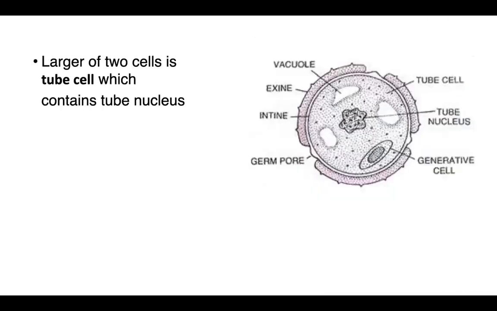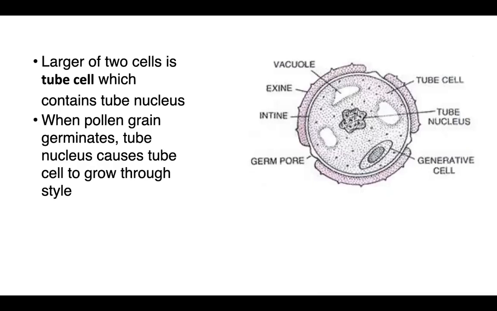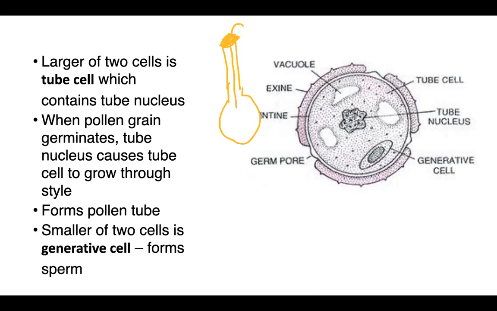The larger of these 2 cells is called the tube cell, which contains the tube nucleus. When the pollen grain germinates, the tube nucleus causes the tube cell to grow through the style. Remember, we've got the stigma, style, down to the ovary. So the pollen is deposited here at the stigma. The pollen tube has to grow down through the style. The smaller of the 2 cells, which you can see here, is the generative cell. The generative cell forms sperm.